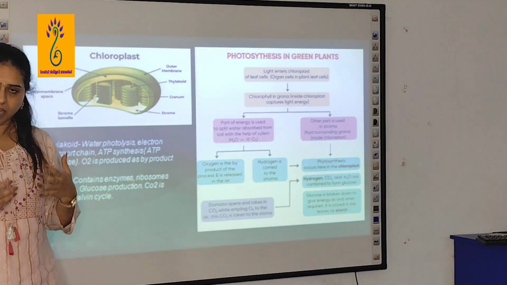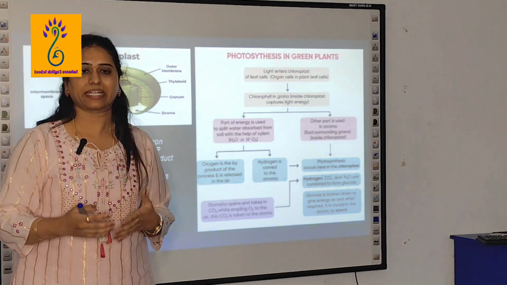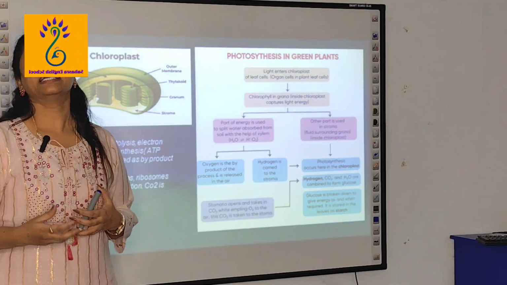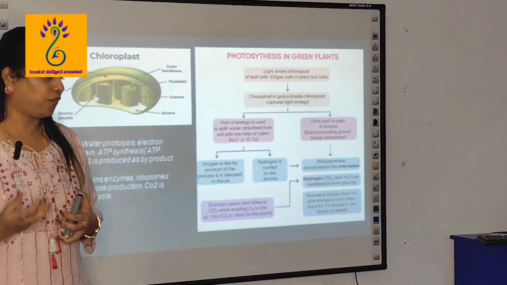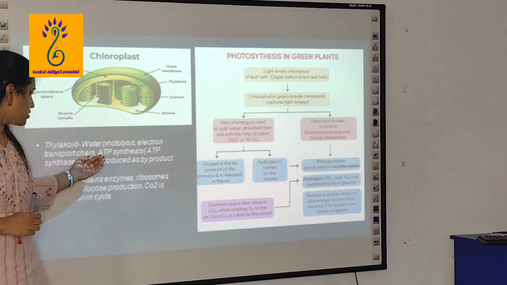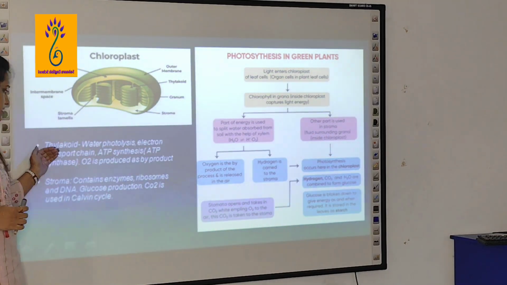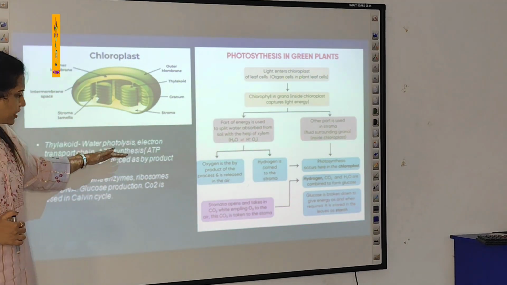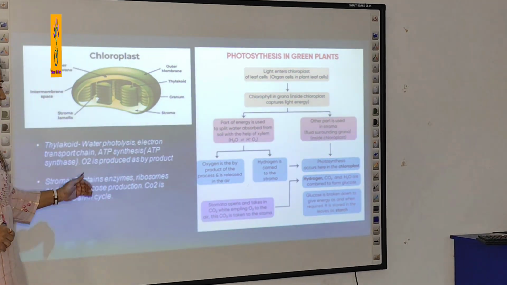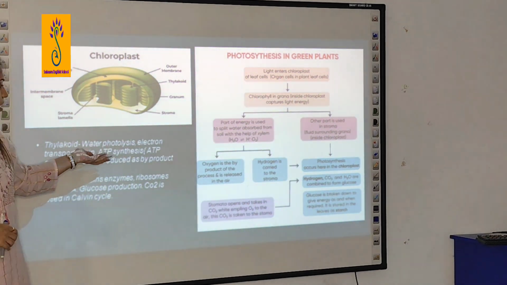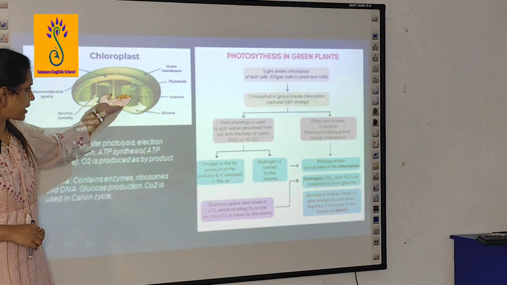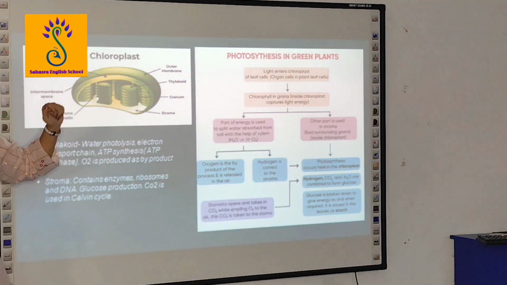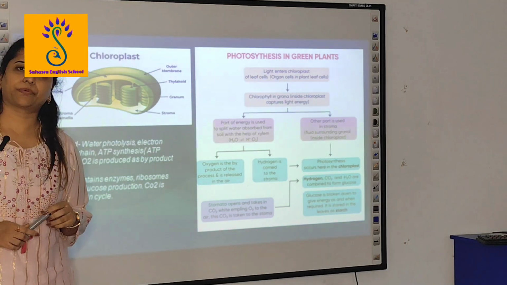ATP is adenosine triphosphate. Energy we measure in ATP, isn't it? ATP synthase is the enzyme which is essential for ATP synthesis over here, and oxygen is produced here in thylakoids. Already have shown that oxygen is produced as a byproduct.